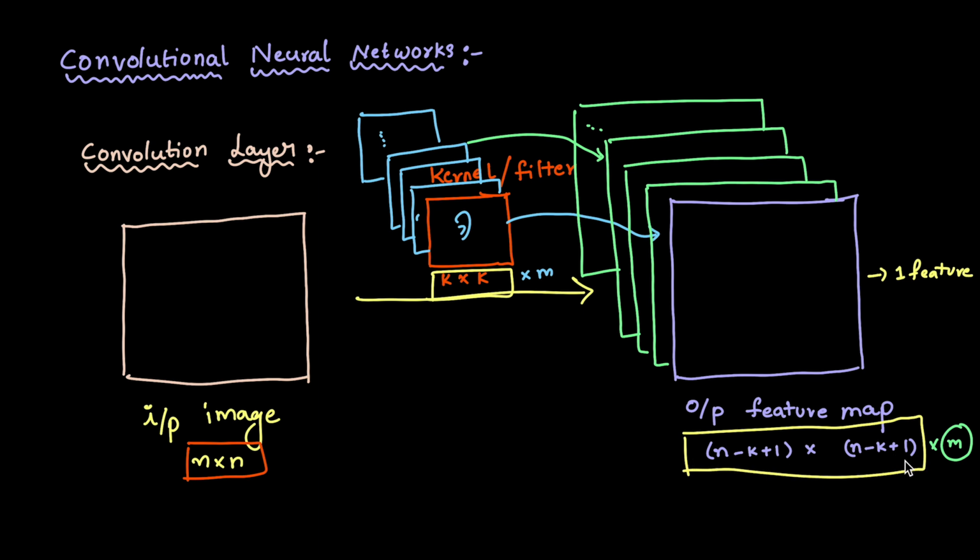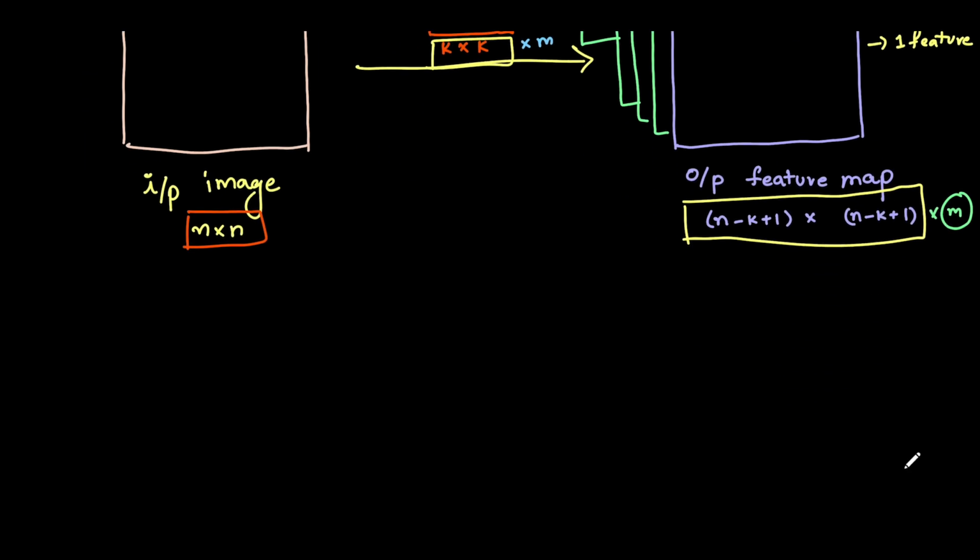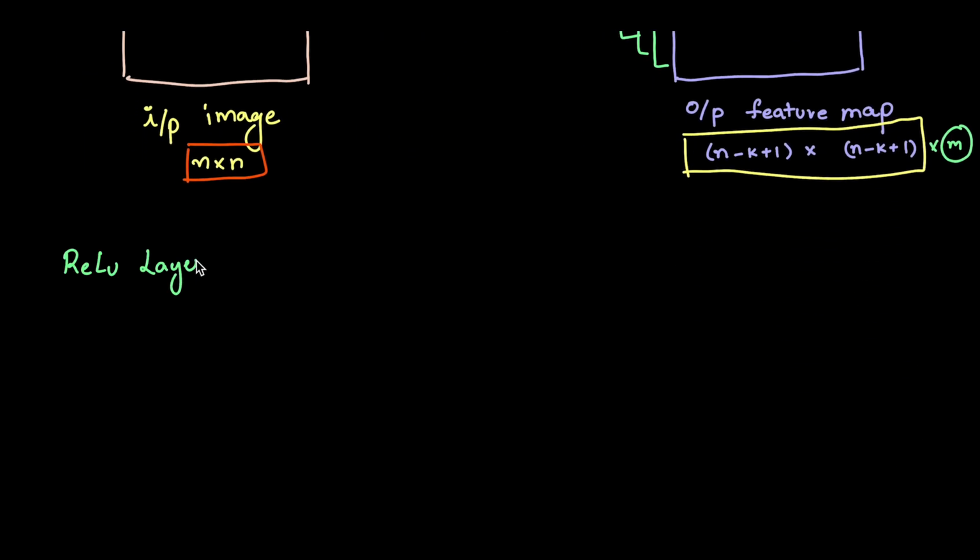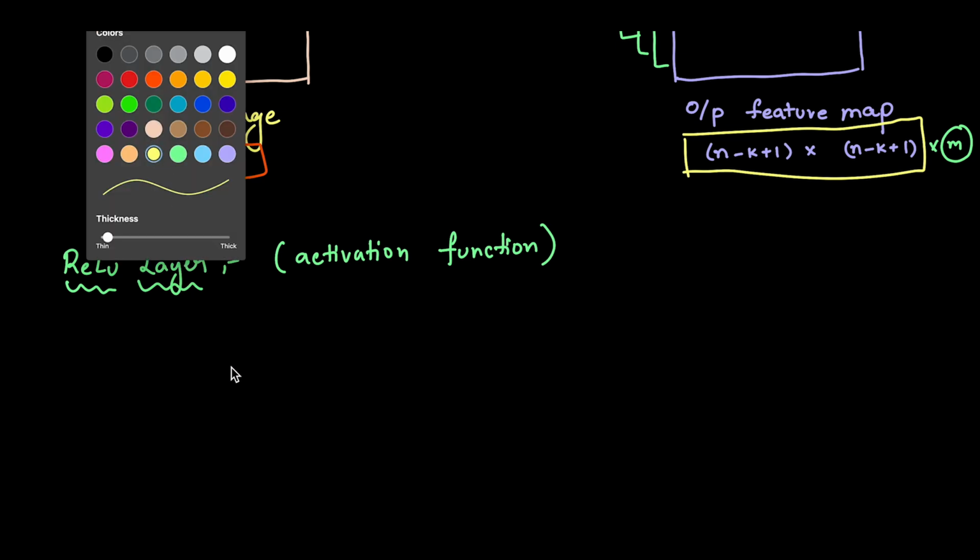I hope whatever I'm trying to tell in this particular video is clear till now. Now let's move on to the next layer, that is the ReLU layer. If you remember, we have discussed ReLU in the ANN videos itself. ReLU is simply an activation function. Do you remember what the ReLU activation function is?